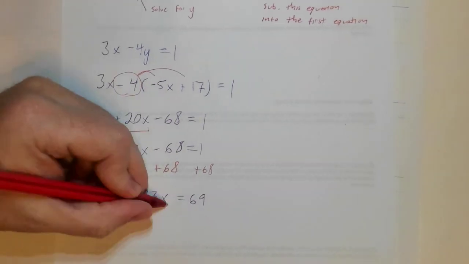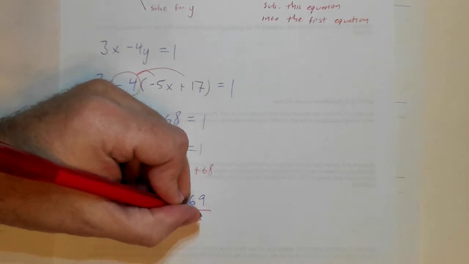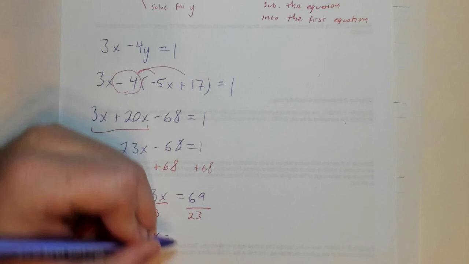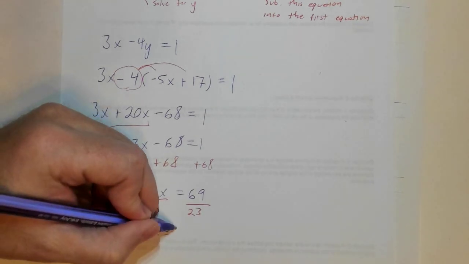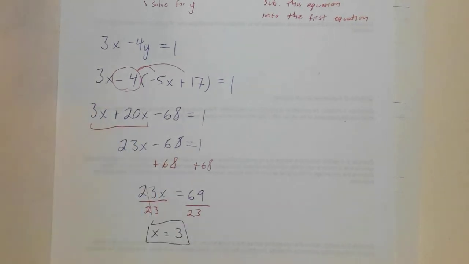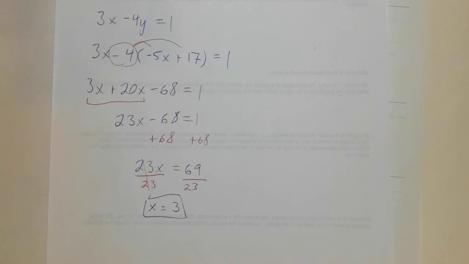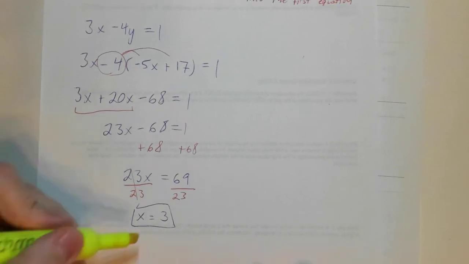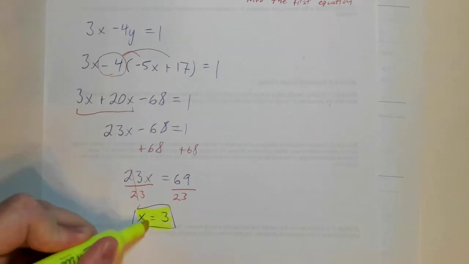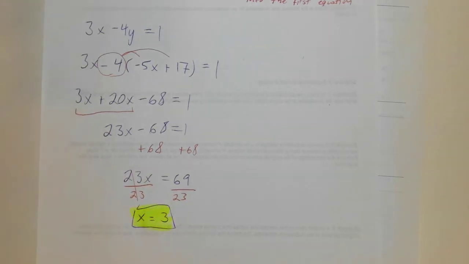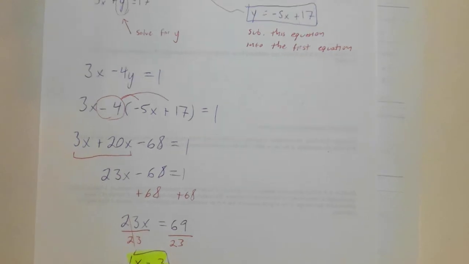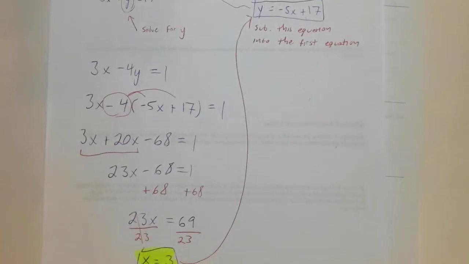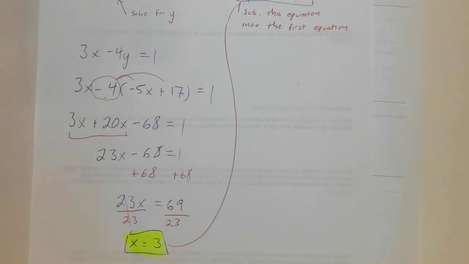Divide by 23. Again, most of these are going to be nice whole numbers. Can't guarantee they'll always be. 69 over 23 is 3. Circle it because we got a value. Now, once you have x equals a number, x equals 3, we're plugging that in. We're substituting that into that equation we did earlier, that y equals minus 5x plus 17.